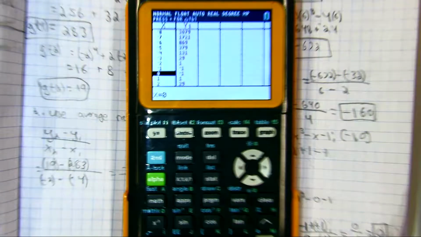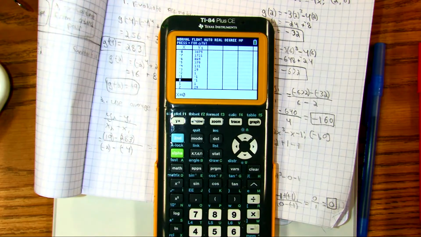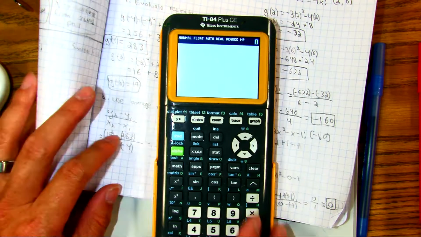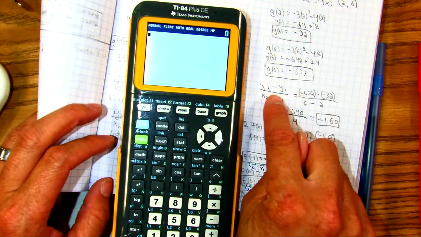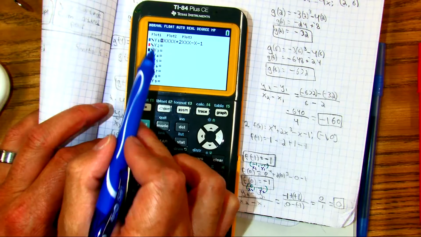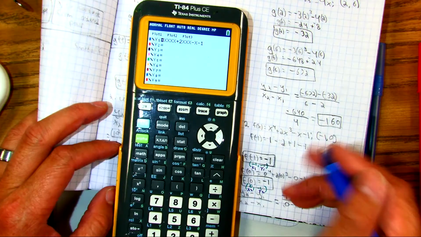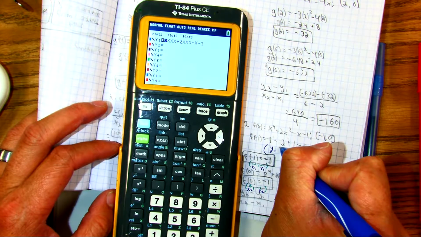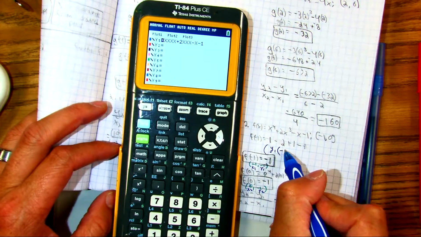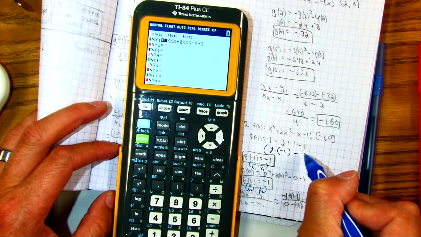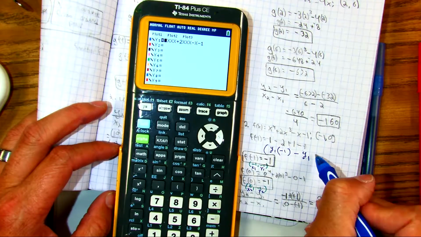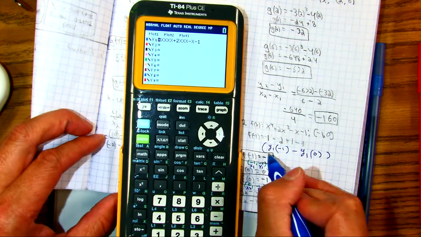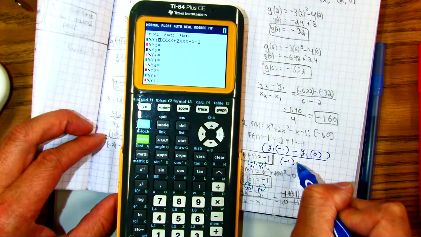Class, how do you get to the home screen? Second mode. Let's write the calculator command again. It's not this one. If you put into here, this is the y1 value, correct? So your calculator command is going to be, feel free to write this down, y1, and we substituted in -1 first, and we're going to subtract that from y1, the same function, but then the second time you put in 0, all over -1 minus 0.